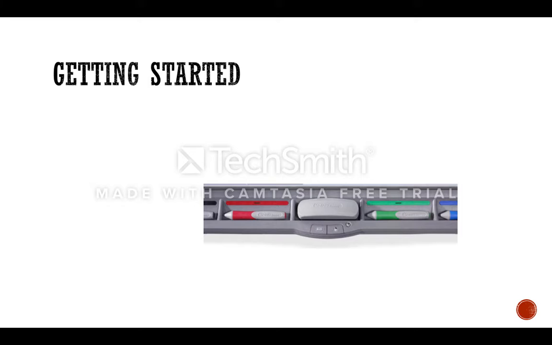When getting started with a SmartBoard, you first have to turn it on, and then you can use the pens to interact with the SmartBoard. The pens are different colors to help you organize your work.